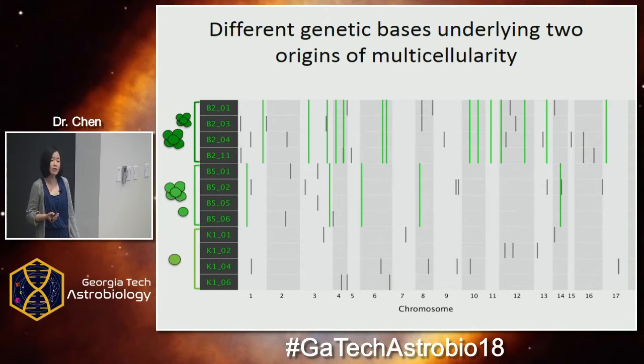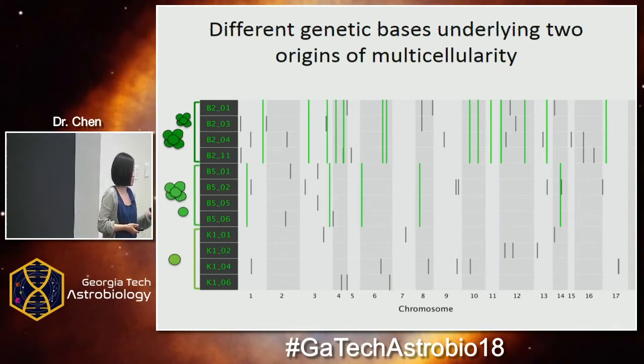So what we found is that it appears there are two different genetic bases underlying two origins of multicellularity in our experiment. So here are the mutations that occurred in each strain. Each row is an evolved isolate. The first four are from the B2 population that pop out multicellular propagules. The next four are from the B5 population that pop out single-cell propagules. And the last four are from the control population that remain unicellular. And each bar is a mutation that happened in their genomes.